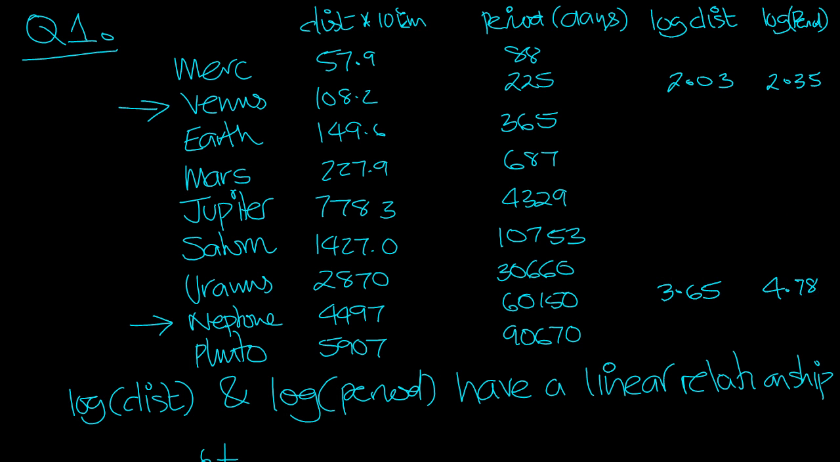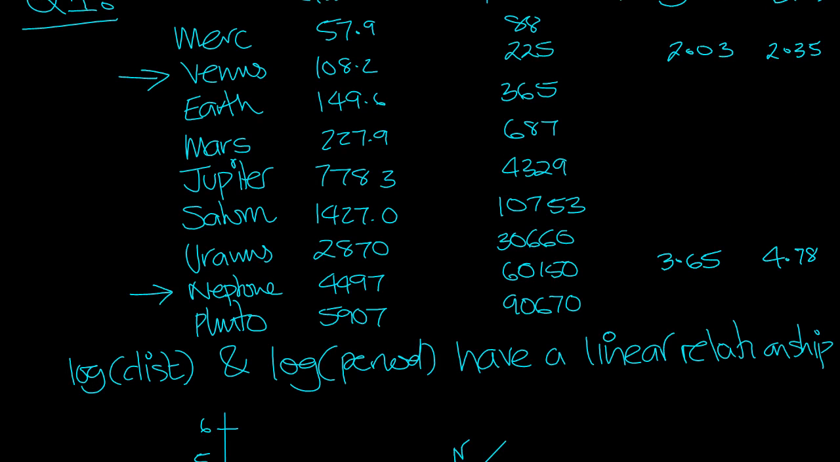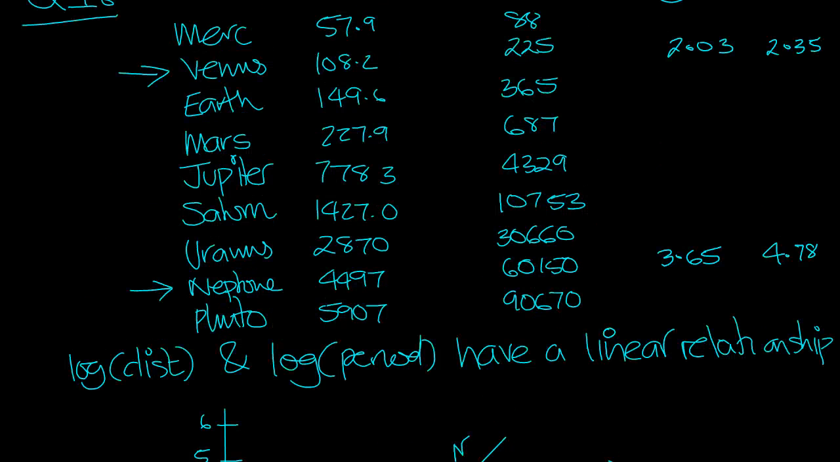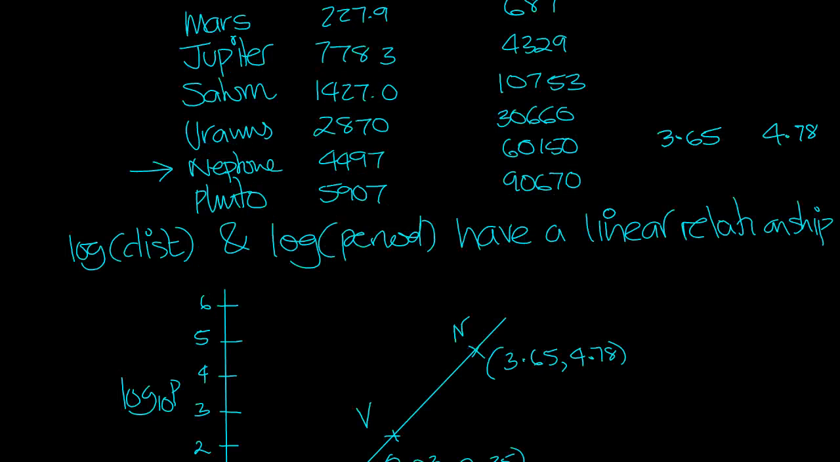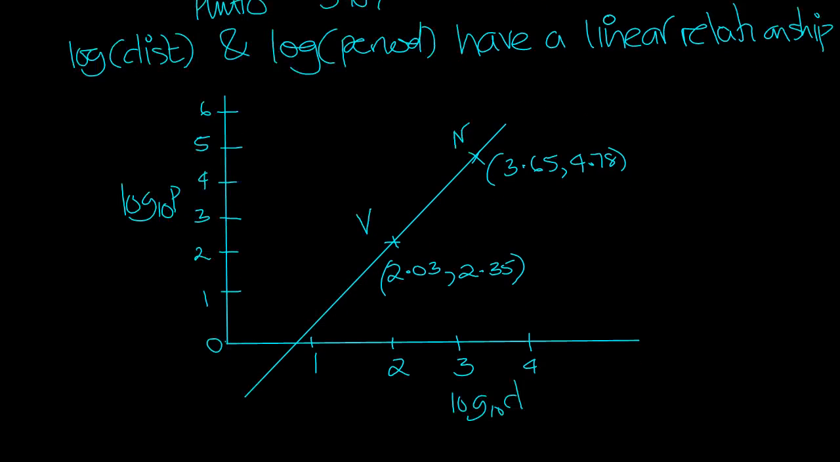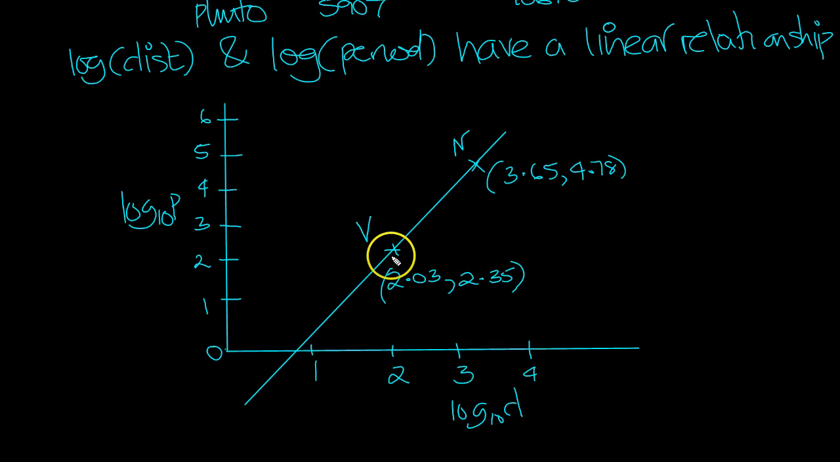And these are the coordinates. I've just done 2 of them. We could do them for all. We mark those coordinates on the axis. If you can see them here, there's Venus here and Neptune here, and I've drawn the line supposing that they're precisely on the line. You do the line of best fit. Then we can simply read off the gradient.